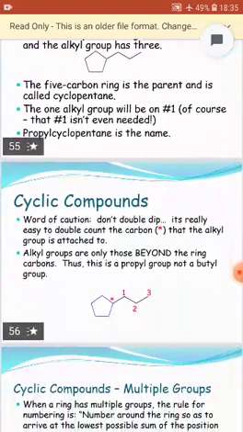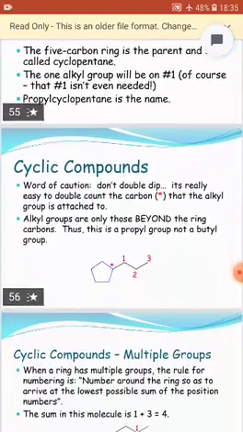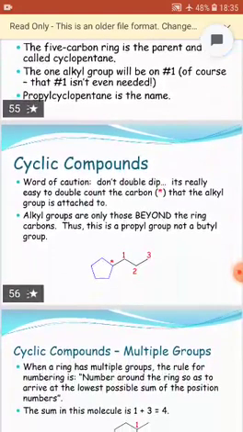Cyclic compound. Word of caution: do not double dip. It is rarely easy to double count the carbon that the alkyl group is attached to. Alkyl groups are only those beyond the ring carbon. Thus, this is a propyl group, not a butyl group.